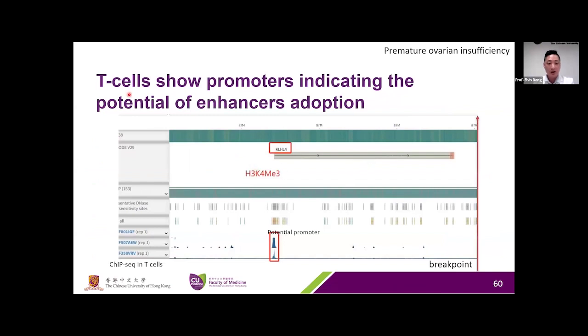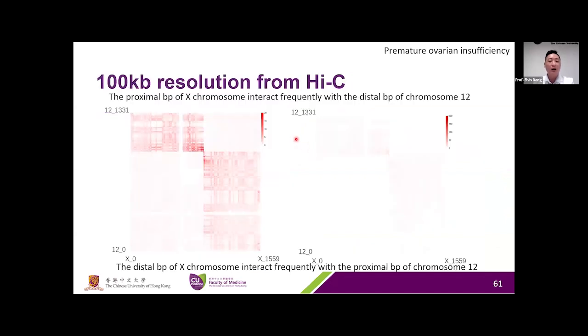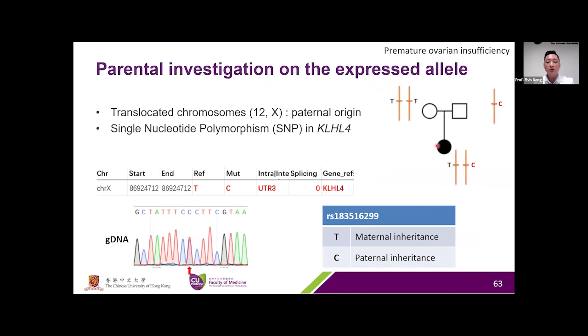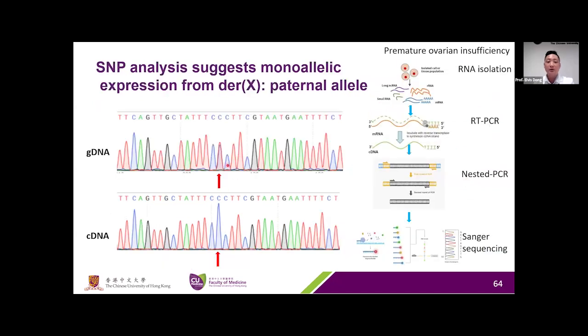When we looked at the T cell, we saw a promoter in the case. So the hypothesis is that in the T cell, we have the promoter, and then we adopt some enhancer in chromosome 12 to activate the expression of this gene in the T cell. Later on, we conducted a chromatin assay to see whether we can see some adaptive defect. You can see that by virtual 4C, if we set this gene as the target, the chromatin contact has a significant increase. We also performed RNA analysis together with SNP analysis. The result turned out that the gene expression is from the paternal allele, confirming that this gene expression is specifically because of the translocation.